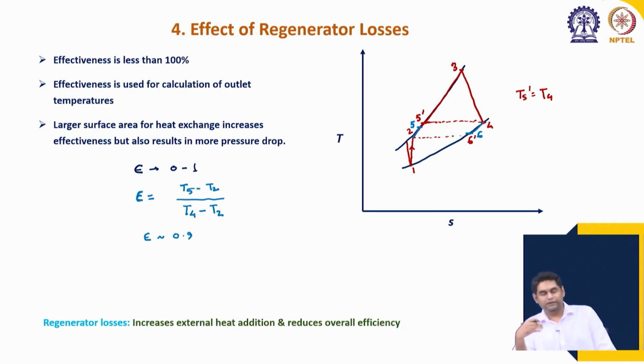We can of course, by design, increase this effectiveness if we have a larger surface area and we allow more time for heat transfer, but that will come at the cost of much more pressure losses and higher capital cost of manufacturing the regenerator. Also, we cannot have more time because the time is dictated by how fast the entire cycle needs to be. So, we cannot allow for very long time for heat transfer.